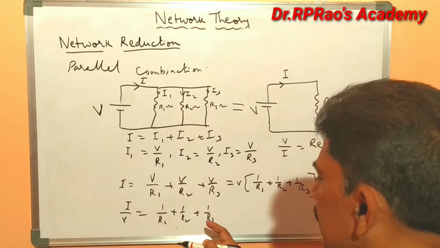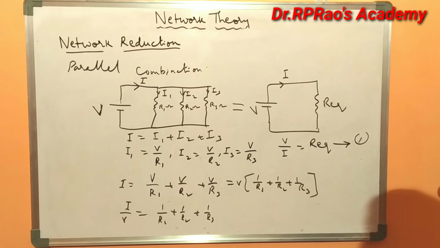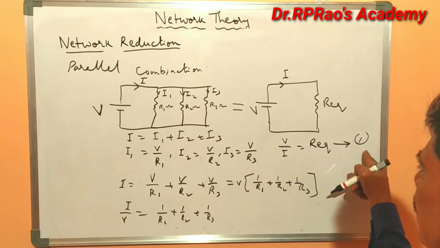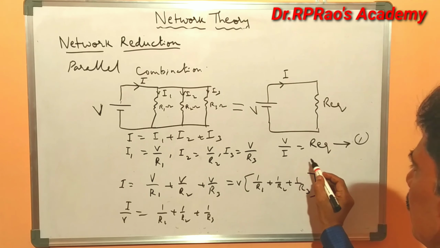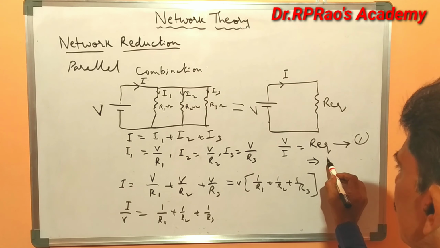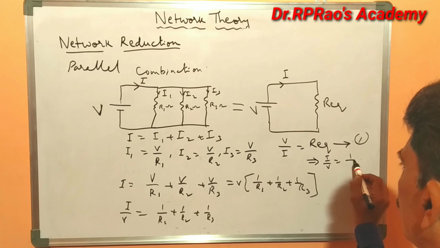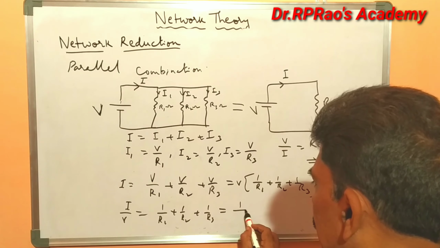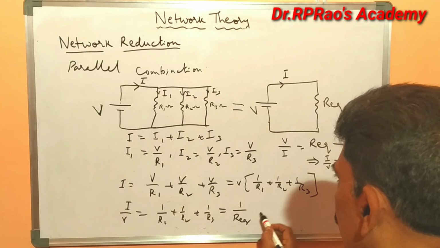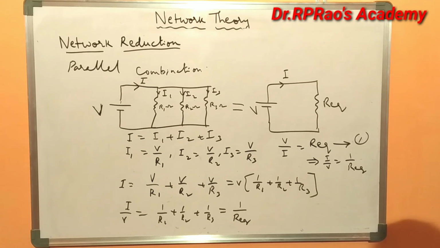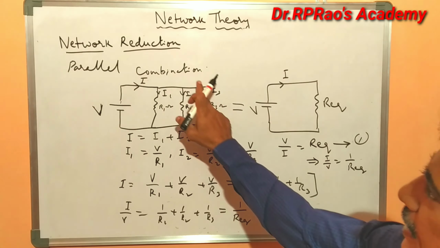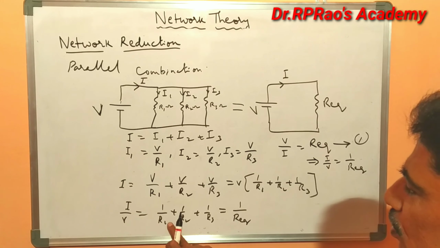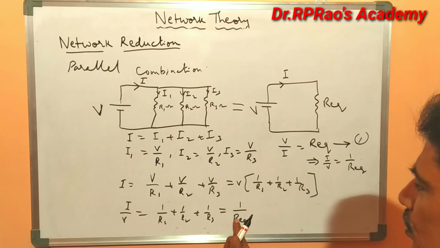R3. This can be extended to n number of resistances connected in parallel. What is I by V? From equation 1, I by V is nothing but 1 by R equivalent. So this implies I by V is equal to 1 by R equivalent. So in parallel combination, these resistors are replaced with R equivalent by using this formula: 1 by R1 plus 1 by R2 plus 1 by R3 equal to 1 by R equivalent.